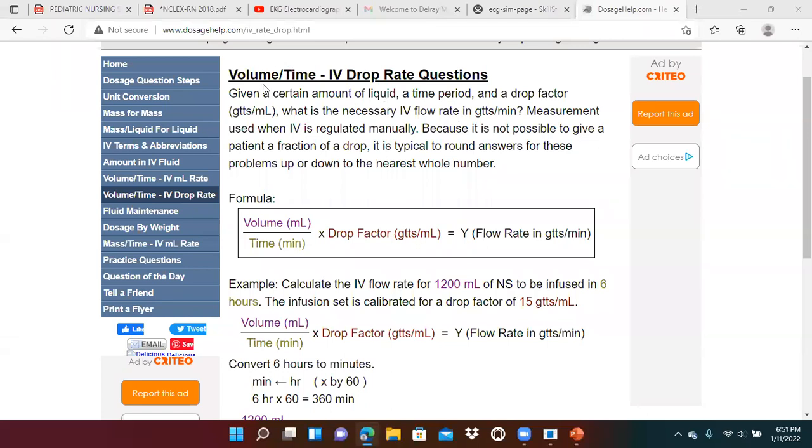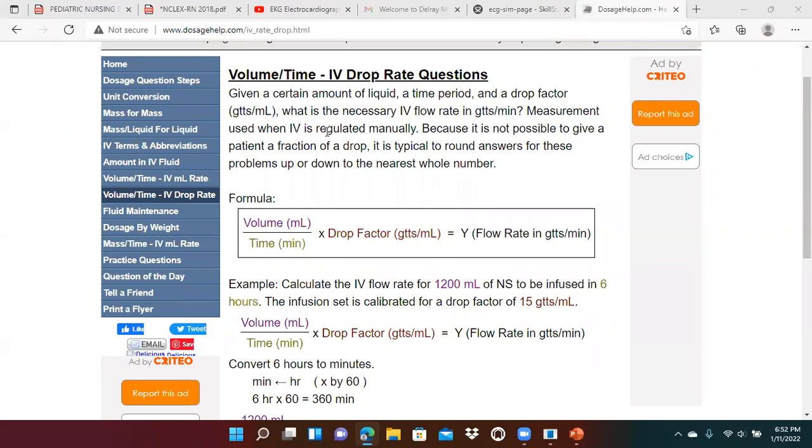So it is important when you practice this formula to compare it with this formula. This is volume over time in hours, which we call the IV milliliter flow rate formula. This is volume over time, but in minutes, and it is called the IV drop rate. So given a certain amount of liquid, a time period, and a drop factor, the unit is called GTT per mL, which is called the drop factor. What is the necessary IV flow rate in GTT per minute?